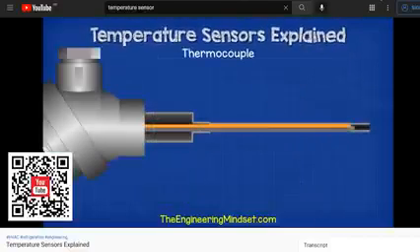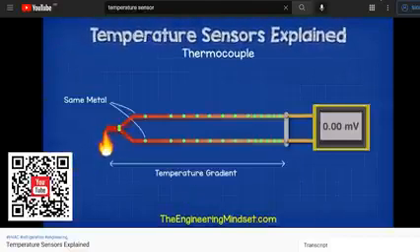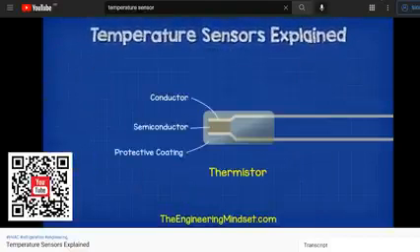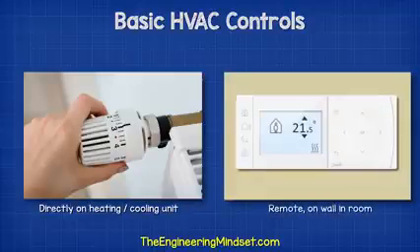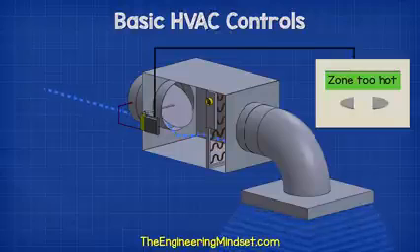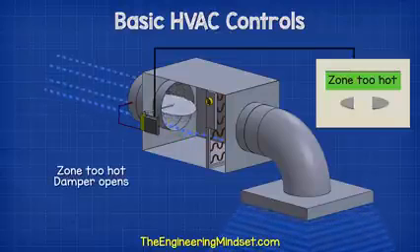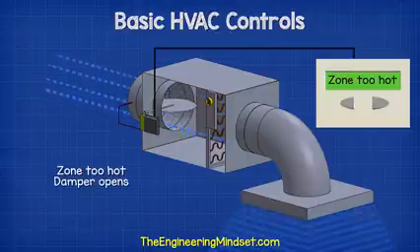We have covered how temperature sensors work previously, and I'll leave a link for you in the video description down below. The thermostat could be located on the output device, like a thermostatic radiator valve, or remotely, like a room thermostat, which controls the position of a damper in a fan coil unit.